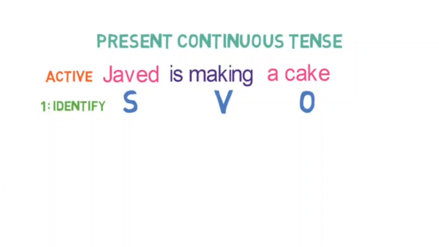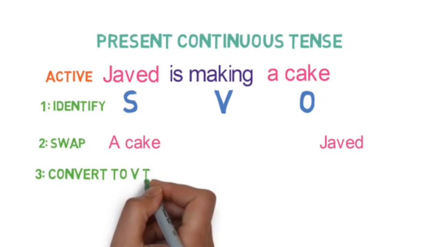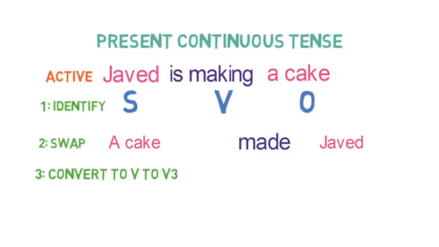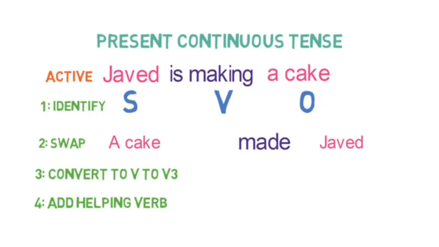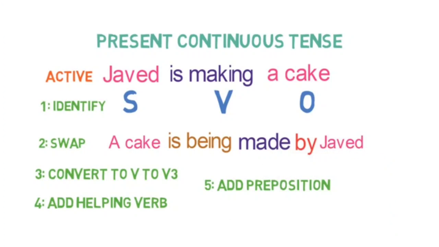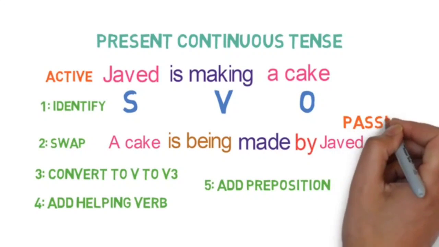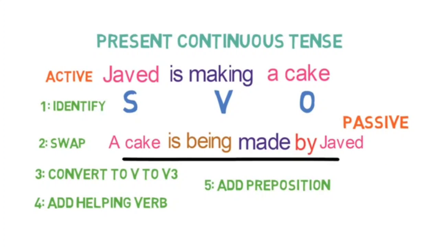The next step, step 2, is to swap the position of subject and object, that is Javed and a cake. Step 3, we need to convert the main verb into the verb 3 form, that is made. Step 4, we need to add the helping verb, that is to be. As it is present continuous tense and the subject is singular, we add is being. Lastly, to make the sentence complete, we add the preposition by. The final passive voice sentence is: A cake is being made by Javed, in present continuous tense, children.